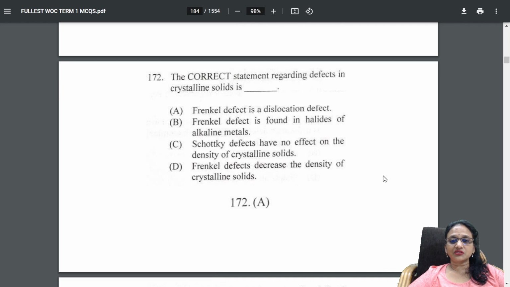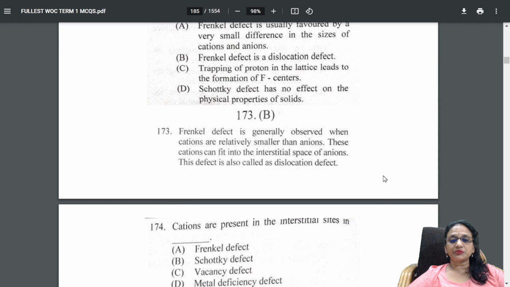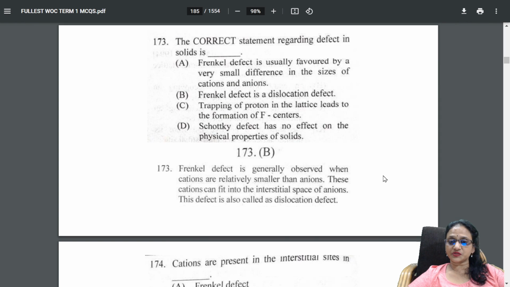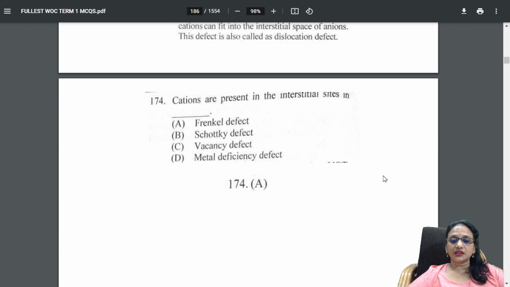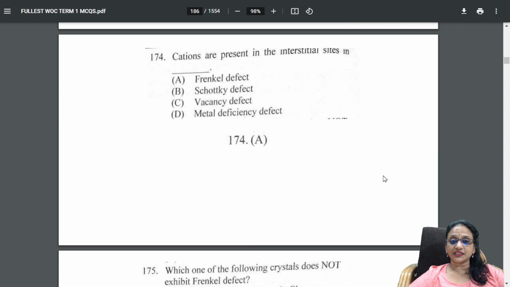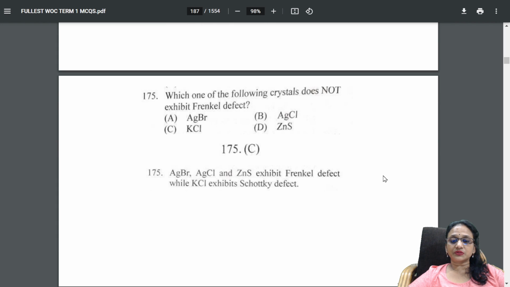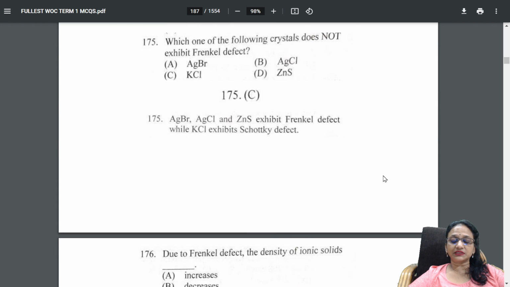This is one more question on crystalline solids about the defects. Let me show you one more. This is one more. Questions on defects will be asked from every corner of NCERT. So please go through the questions, go through the examples. Yes, and do ask me the doubts.